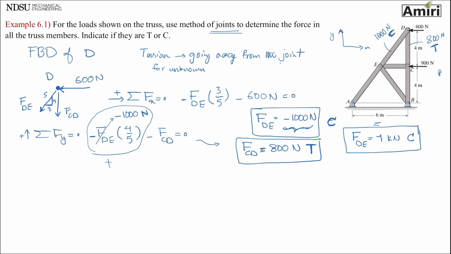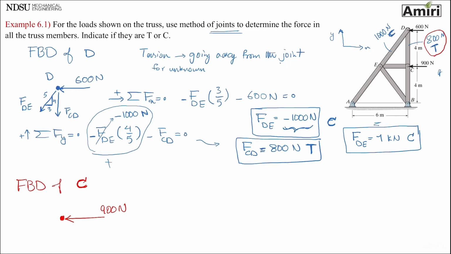Let's move on to point C. So now I'm going to draw a free body diagram of C. Joint C. Step 1, isolate. Put active forces. Put reactive forces. There is one tension force of 800 newtons. See, now that is a known force.